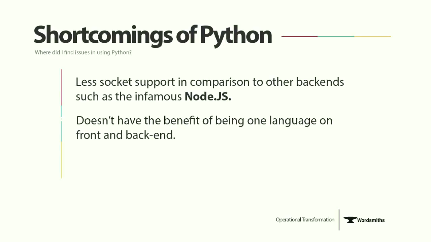Also, following the theme of comparing it with Node, Node is completely written in JavaScript, meaning it's one language being used universally by the front end and the back end, which isn't always a good thing, but it's just something that it has over Python, and having to use multiple languages can be quite a struggle.